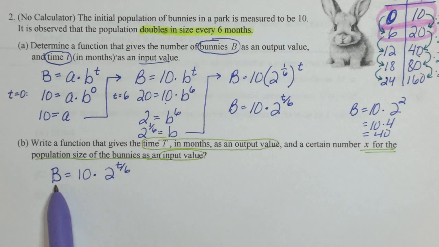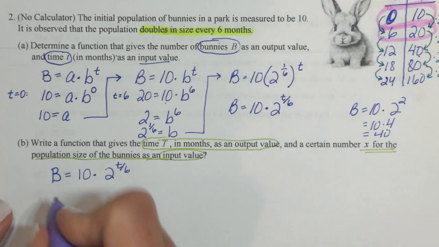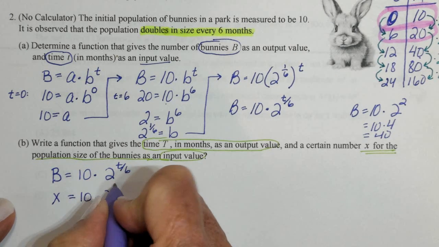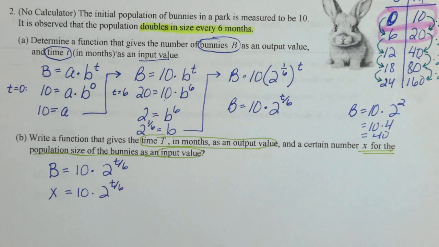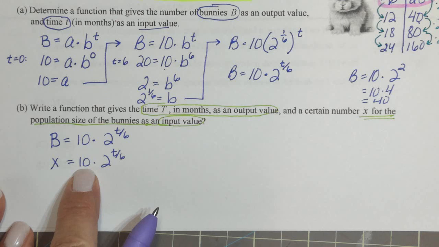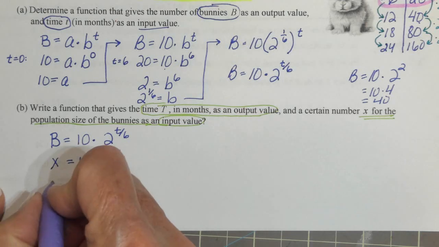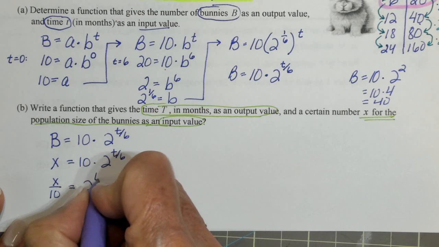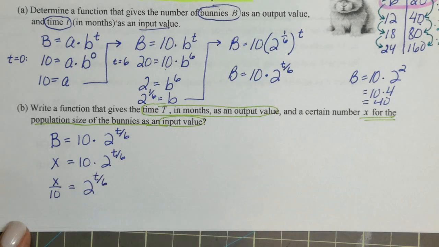Okay? And they tell me to make x the population of bunnies. So I'm just going to replace b with x. So x is equal to 10 times 2 to the t over 6. How do we solve that for t? I'm getting t by itself. I'm going to begin by dividing both sides by 10. So I'll have x over 10 is equal to 2 to the t over 6.